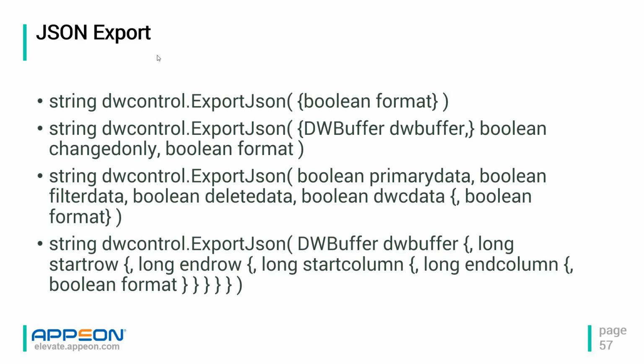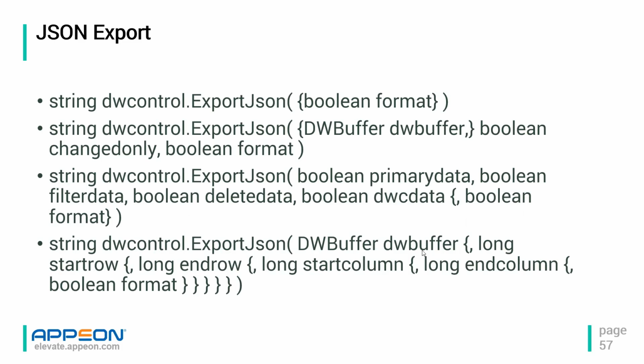The third variation here is where you have individual flags. This is in case you may want more than one buffer. This second version only gives you the option to do one buffer. This one you can actually get the primary buffer, filter buffer, delete buffer, or the data window child buffers. So you get any combination of those 4 together or independently. And then once again, for all these, there is the Boolean, which has the format that you're getting the data in.